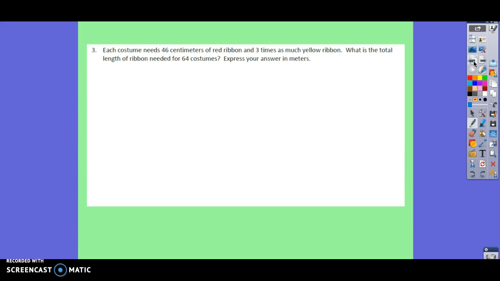Our first concept development: each costume needs 46 centimeters of red ribbon and 3 times as much yellow ribbon. What is the total length of the ribbon needed for 64 costumes? And express your answer in meters. So we have centimeters, and we're converting them into meters. We have 46 centimeters and 3 times as much yellow ribbon. What's the total for 64 costumes?